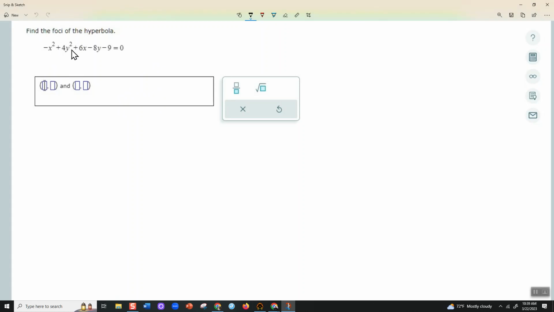Okay, so I see that the x squared is being minus, so I'm going to start with the y squared, which is 4y squared minus 8y.